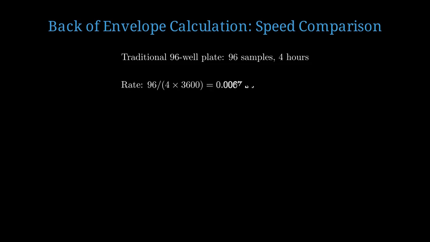Let's do a back-of-the-envelope calculation to understand just how much faster this is compared to traditional methods. With traditional methods using 96-well plates, you can process 96 samples in about 4 hours of work. That's 96 divided by 4 times 3,600 seconds, which equals 0.0067 samples per second.